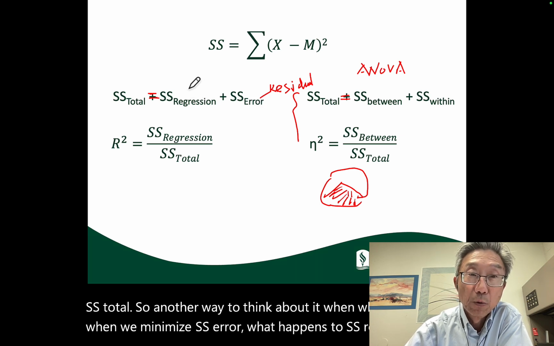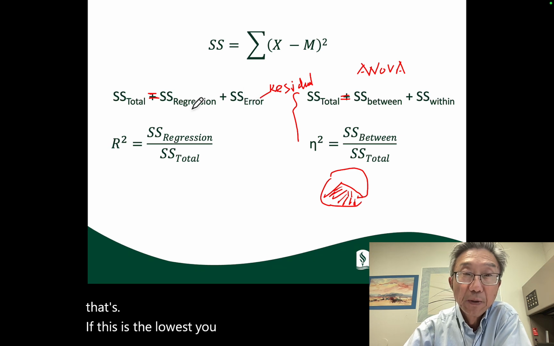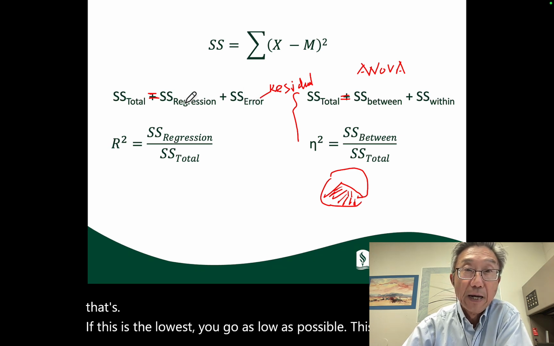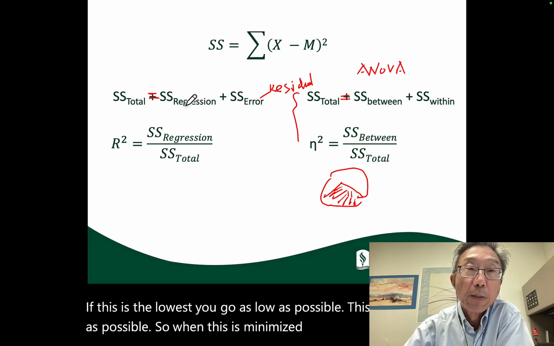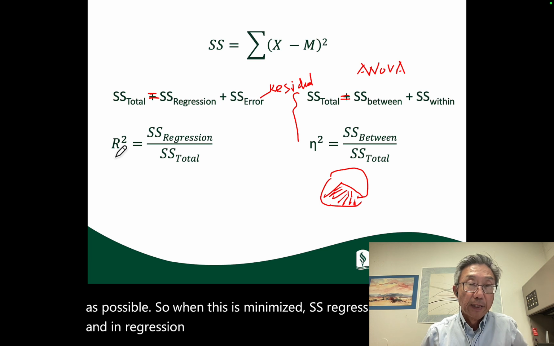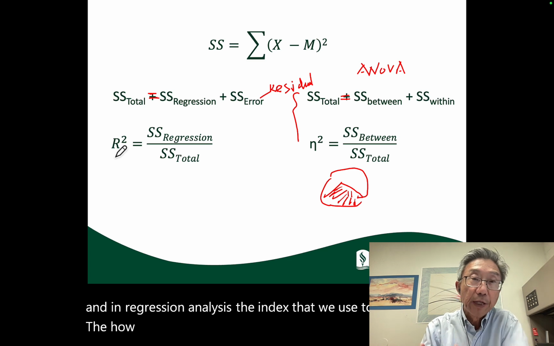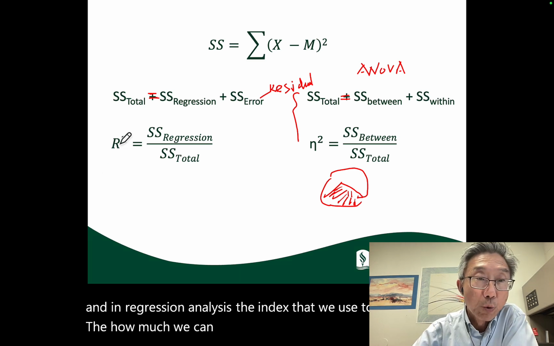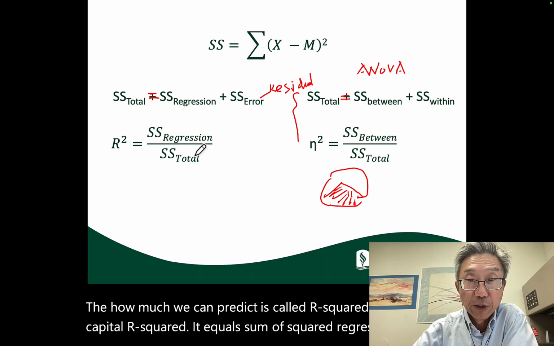Well, if this is the lowest, you go as low as possible, this goes as high as possible. So when this is minimized, SS regression is maximized. And in regression analysis, it's the index that we use to calculate how much we can predict. It's called R squared. It's always a capital R squared. It equals sum of squares of regression divided by SS total.